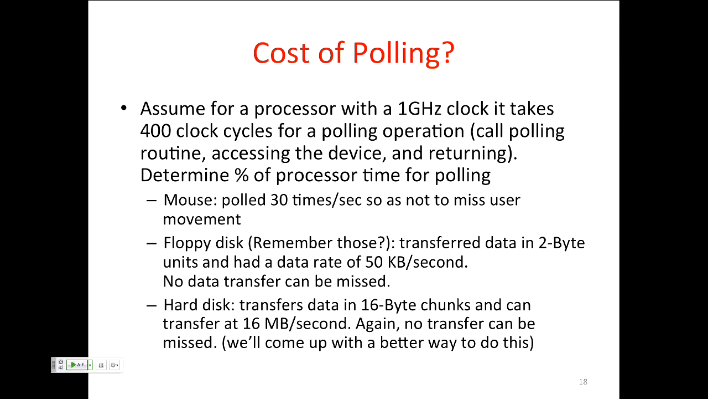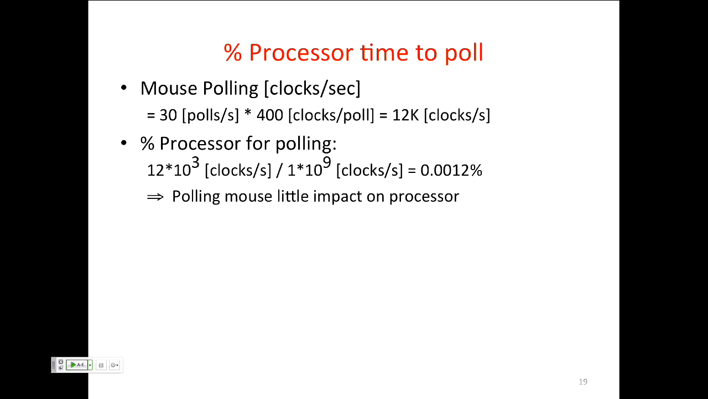So for these kinds of examples, how long would it take us to actually poll for these events? Here's the example for the case of the mouse. In the case of the mouse, we said we are polling 30 times per second, and each poll takes 400 clock cycles. That means that per second, we spend 12,000 clock cycles in polling.